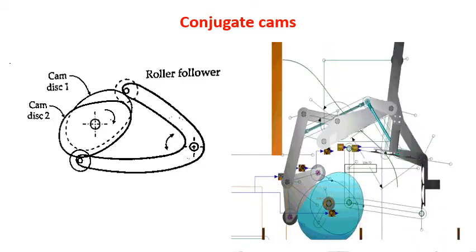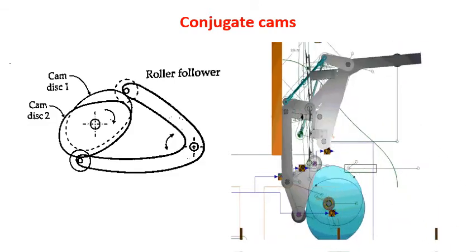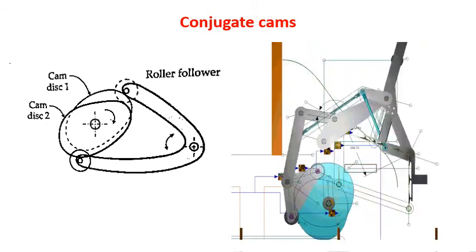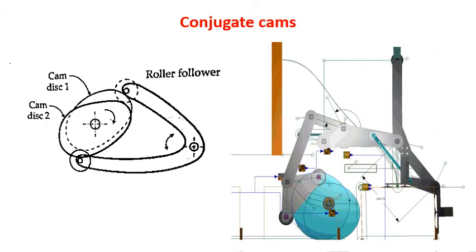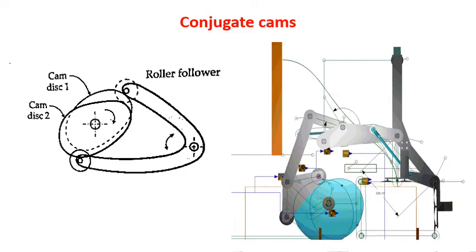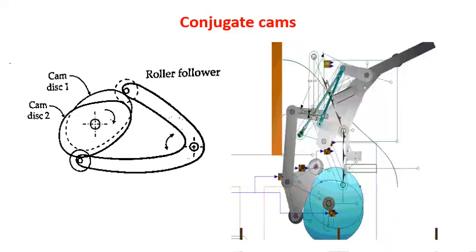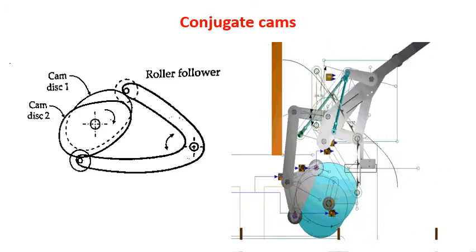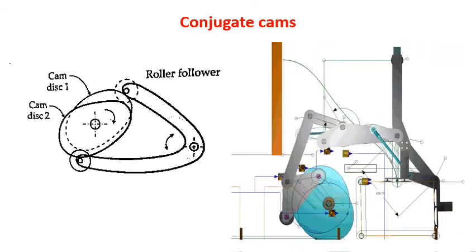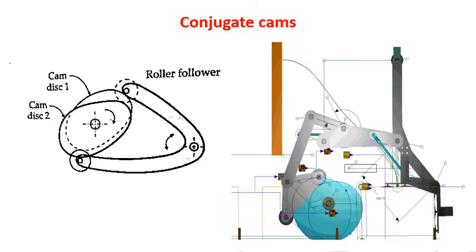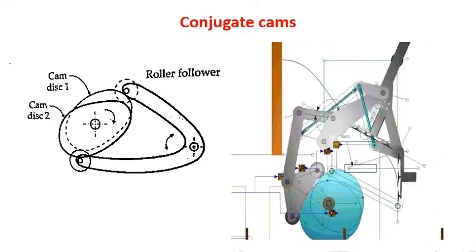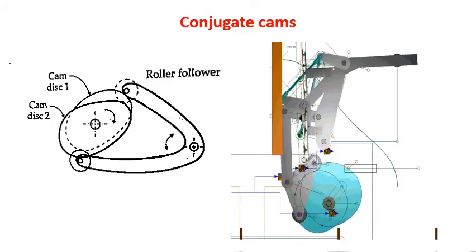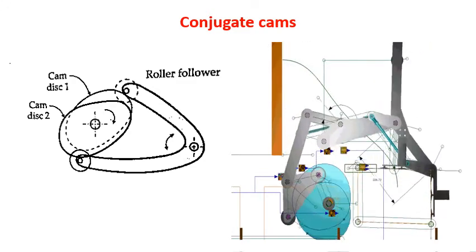So these conjugate cams have a double disc, therefore they are also called double disc cams. The discs are in direct touch with the rollers of the follower, and this type of cam is basically suitable for high speed and high dynamic loads, because they have a better grip between the cam and the follower, and the wear and tear is also very less because they have smooth operation.